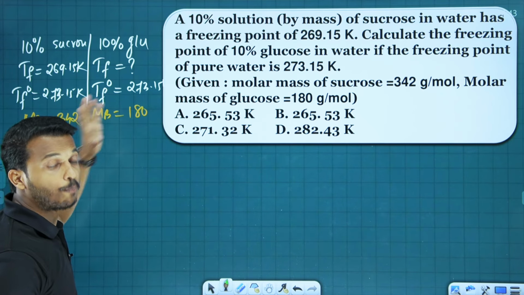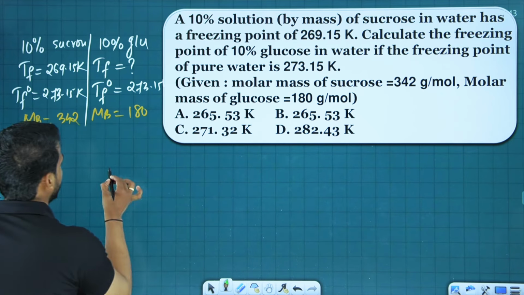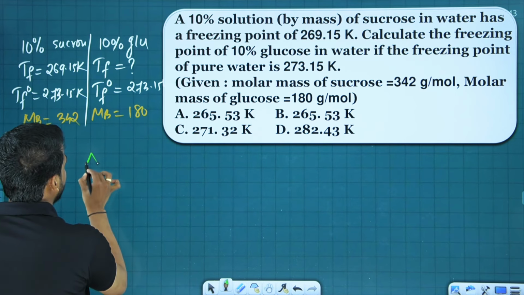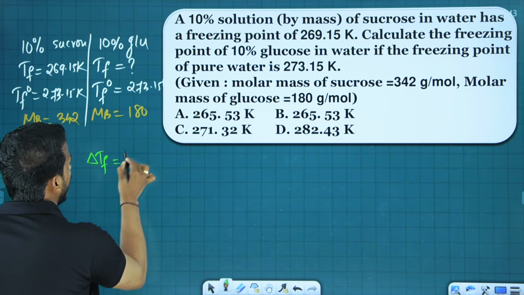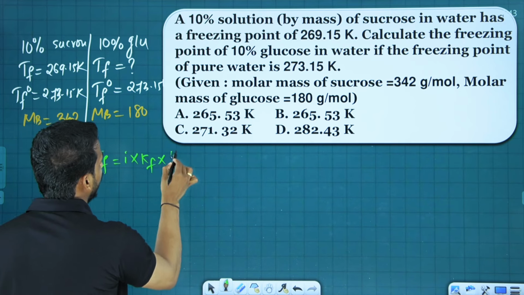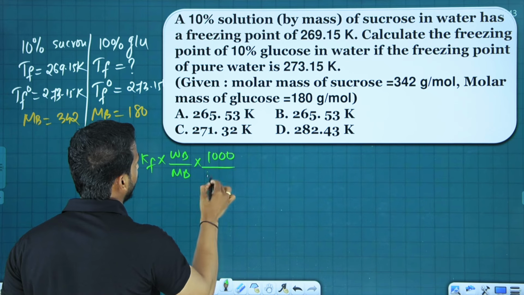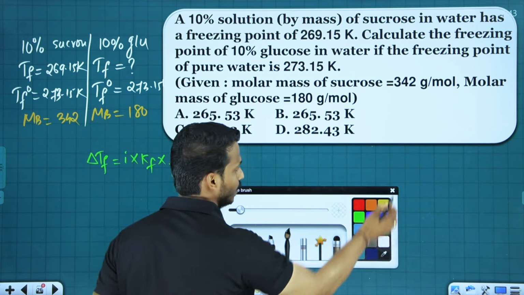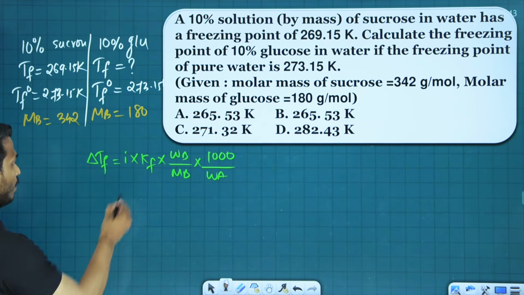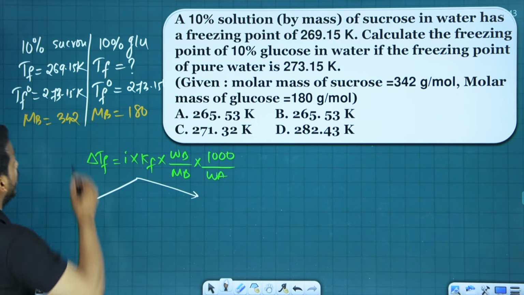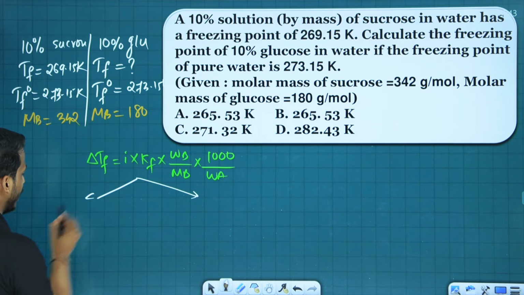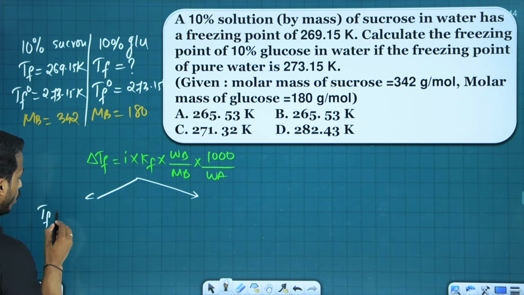So what is the factor here? Delta TF, the depression in freezing point, right? So delta TF is equal to i into KF into WB by MB into 1000 divided by WA. That is our equation, right? Now I'm taking it for both of the solutions. First one for the sucrose solution. What is delta TF? TF naught minus TF, right?